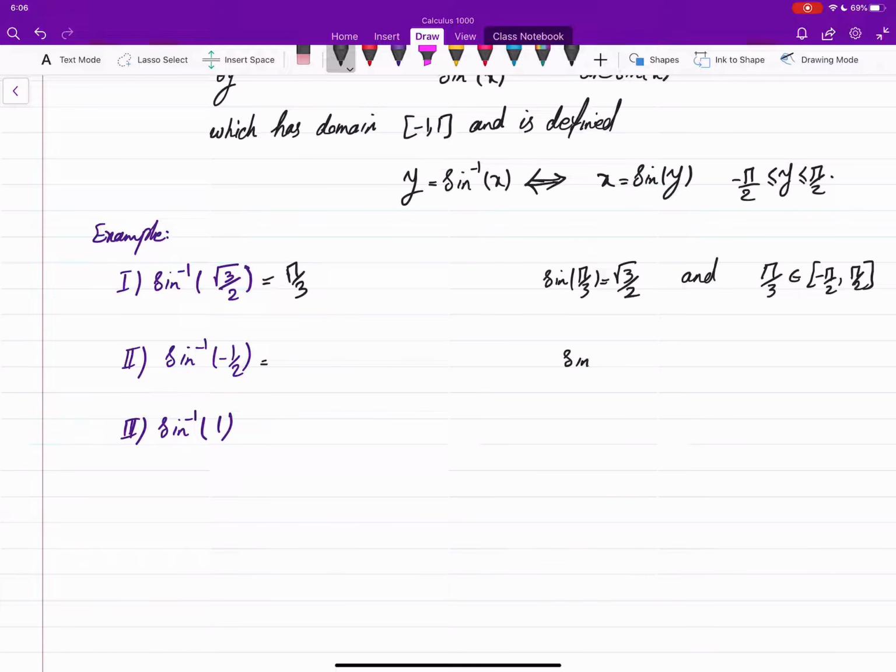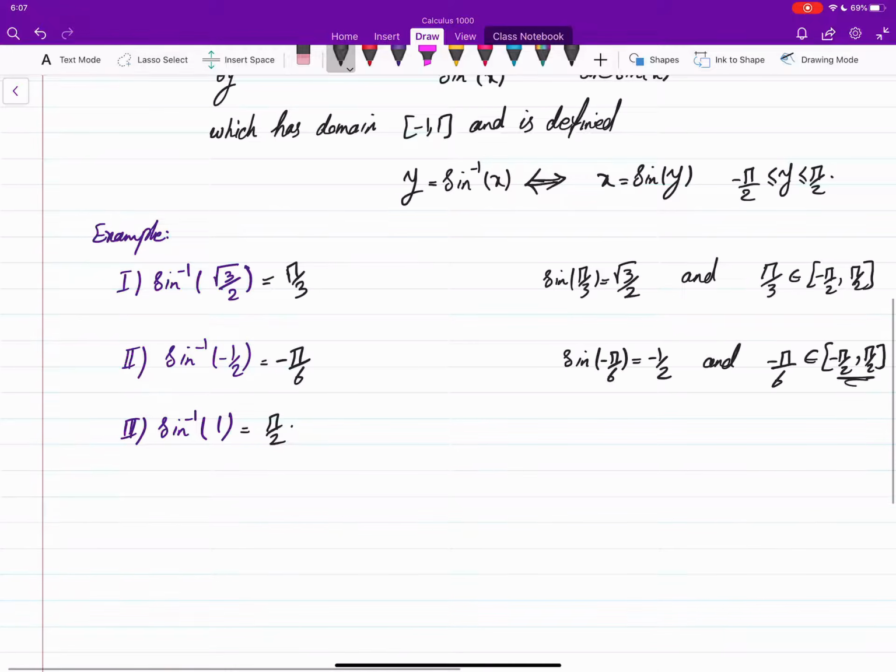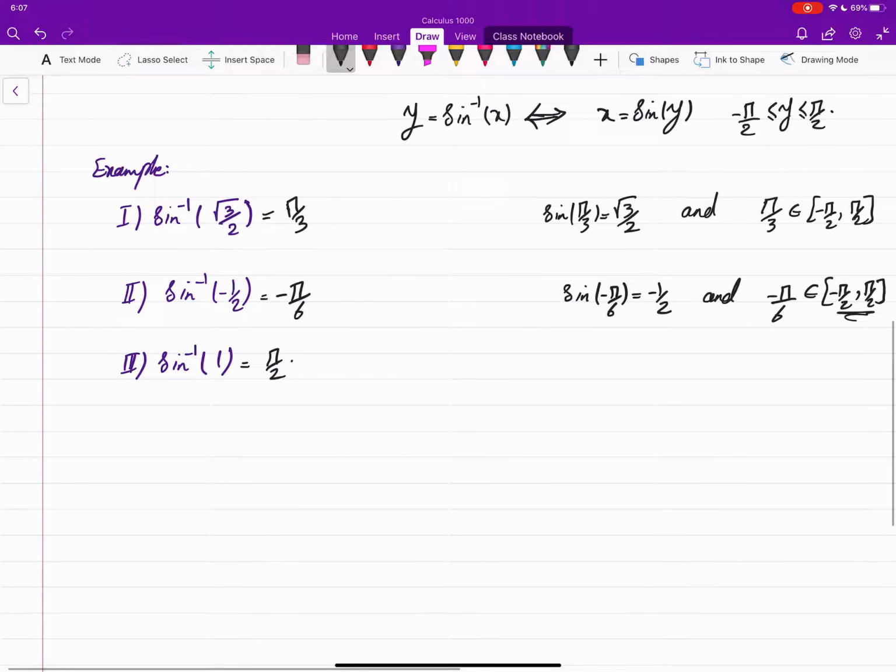So we are looking for an angle whose sine is -1/2 and it belongs to the interval -π/2 to π/2. You see there are infinitely many angles whose sine is -1/2, but we are only choosing the one which is in this interval. In this case, well, this is -π/6 and it satisfies both conditions that we have there. And sine inverse of 1 is, well, π/2. So we are reading the table of values for sine and cosine the other way around.